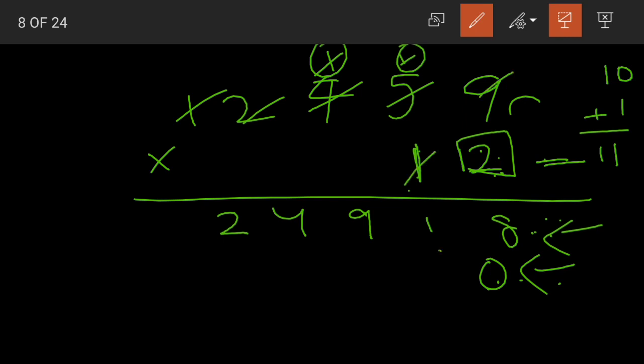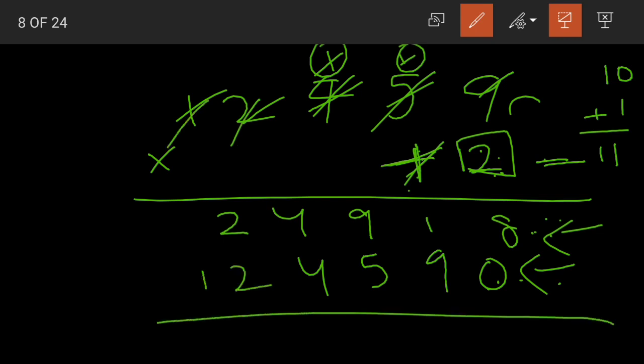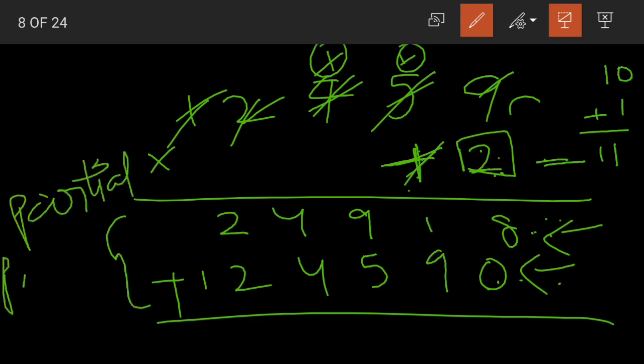Now 1 nines are 9, 1 fives are 5, 1 fours are 4, 1 twos are 2 and lastly 1 ones are 1. Yes, these are our partial products. These are called products because we got them by multiplying, and partial because these are not the final answers.